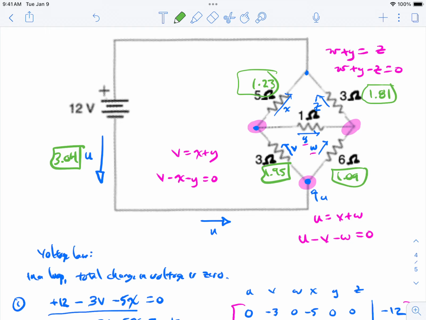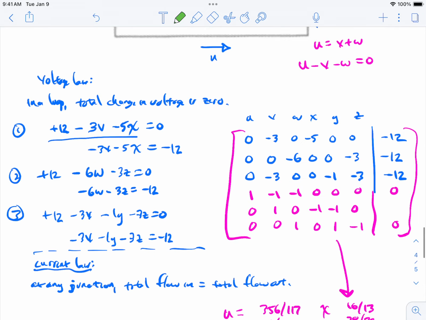And the other thing I got was the Y came out to, what is this? This came out to like 0.72 amps coming across the middle here. Okay. Circuits, they're cool.